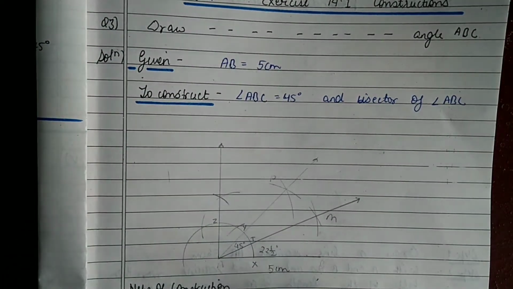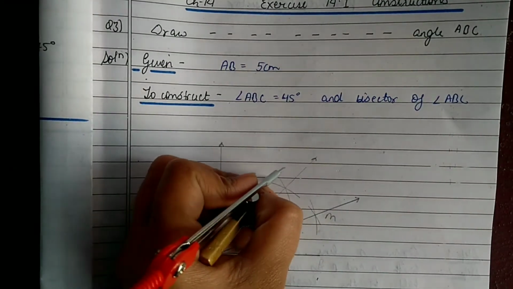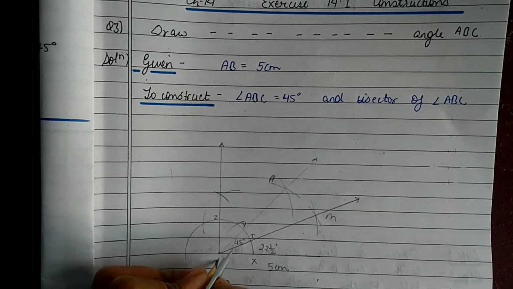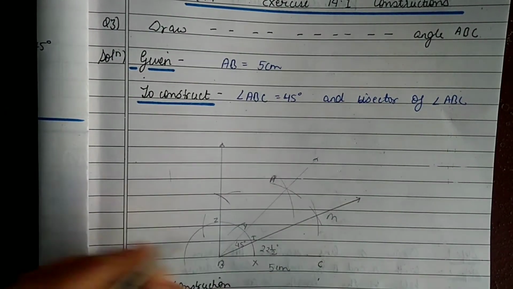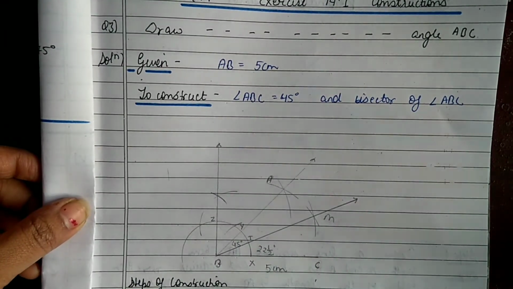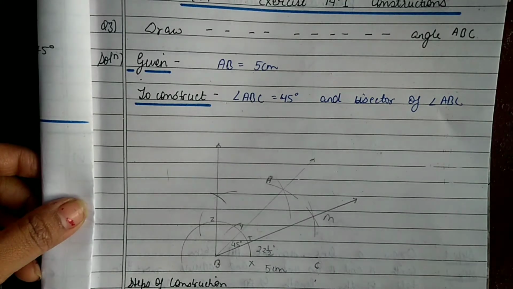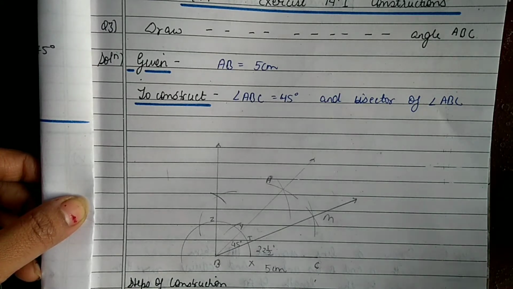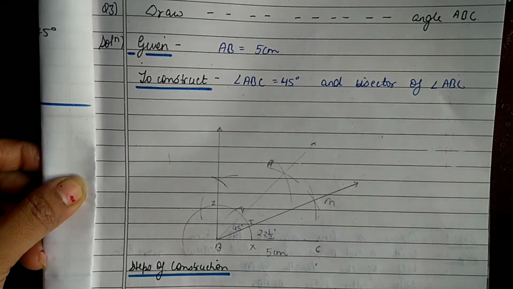Make it A, it is B and C. You have to make angle ABC 45 degree with the help of compass. After that, you have to draw the angle. You have to draw the bisector of angle ABC. It means half of 45 degree, that is 22.5 degree. Now look here.